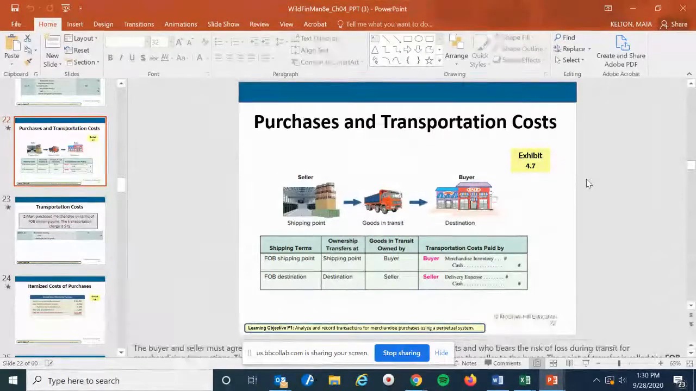So if the buyer pays for transportation costs, inventory will be debited, or they'll be added to the cost of inventory. And if the seller pays for transportation costs, then the seller will be debiting an expense account on the income statement. That's a significant difference because, as you can see here, when the buyer debits the inventory account, the transportation cost increases that current asset on the balance sheet. But when the seller debits a delivery expense account, that cost increases an expense on the income statement.